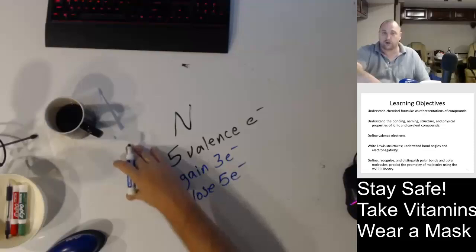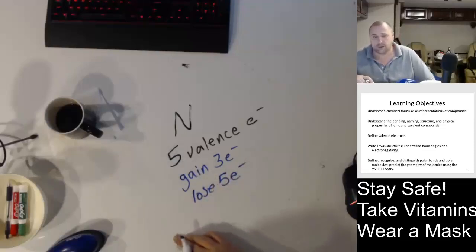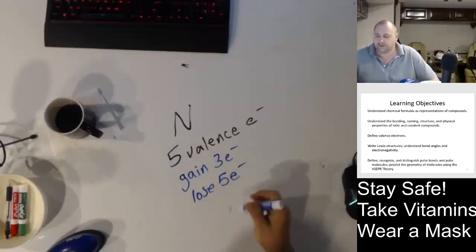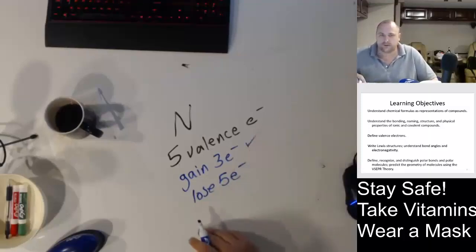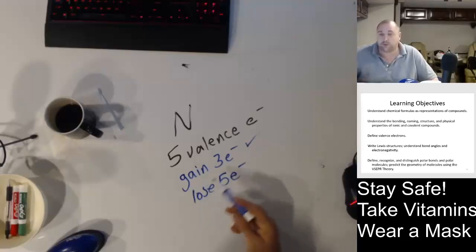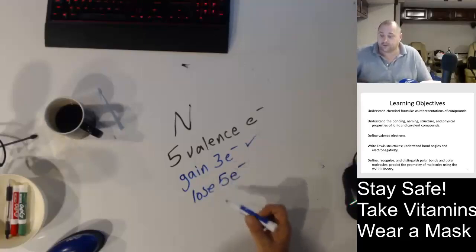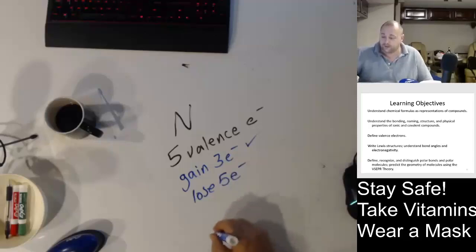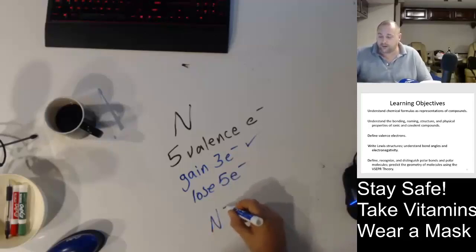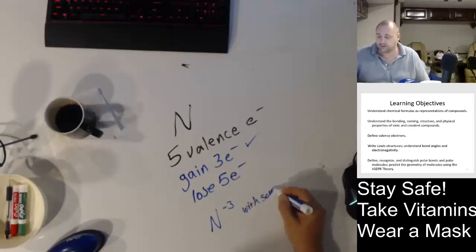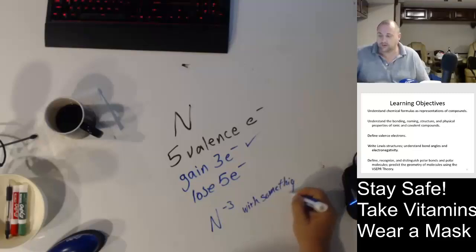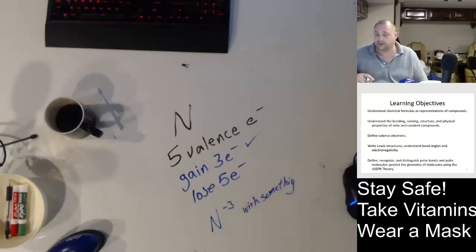Okay, we could draw our electron configuration, we could draw a picture of it. We don't need any of that. We can easily tell, hey, this looks like our winner. That's the one it wants to do. And so we can predict that nitrogen will gain 3 electrons. So therefore, it'll be a -3 if it's with something. And so nitrogen will like to be a -3 if it's with something.